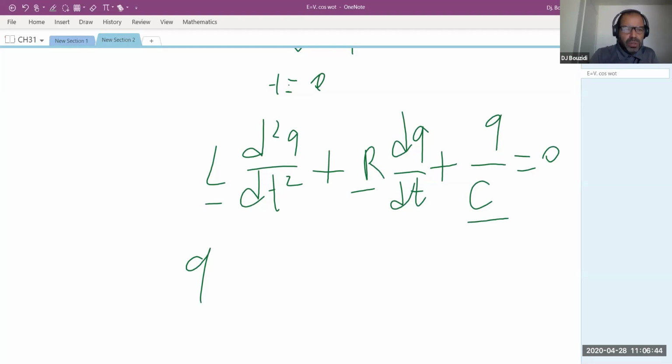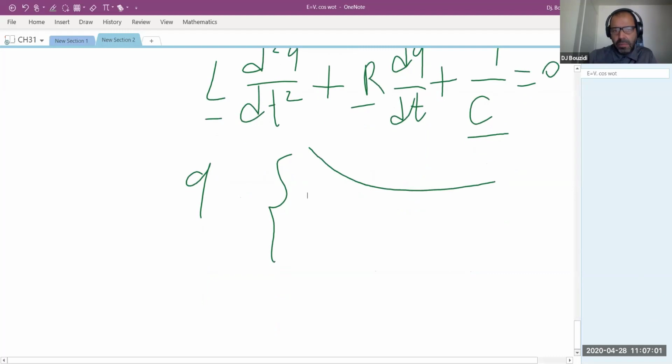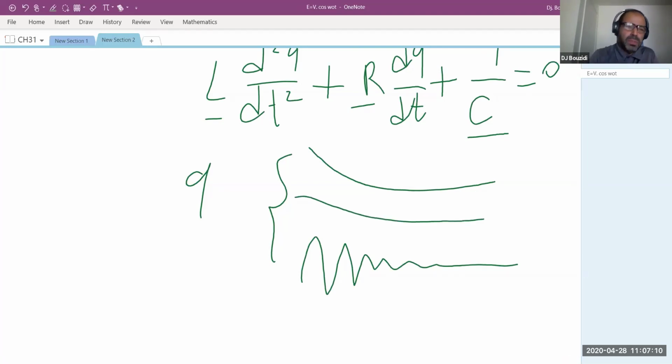And you have three choices. Basically, you have a system that could be overly damped, in the sense that the system, depending on the initial conditions, of course, will go like this, or it oscillates with damping. It goes to 0 like this, or critically damped, basically somewhere in between. And that depends on how L and R and C are related to one another.